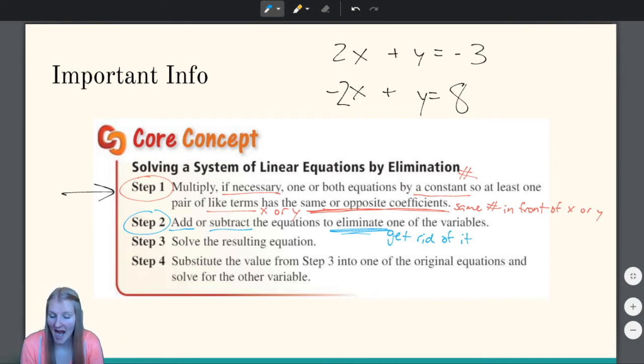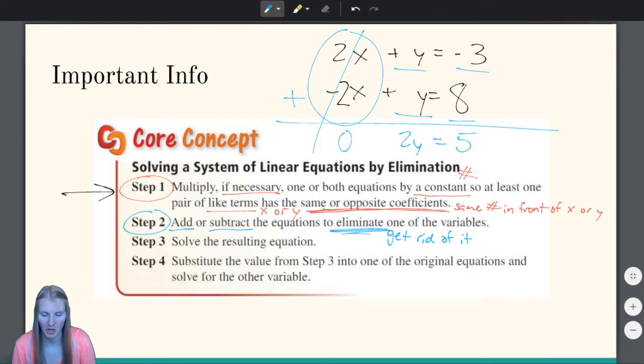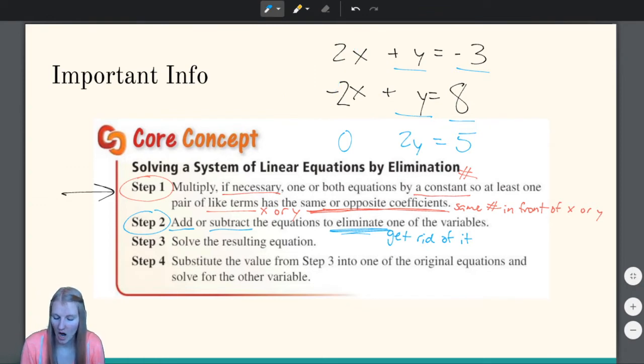So if we add these equations together, what's 2x minus 2x? 0. They cancel out. They are eliminated. And y plus y is 2y, and negative 3 plus 8 is 5. So, that's why we would want to have opposite coefficients.